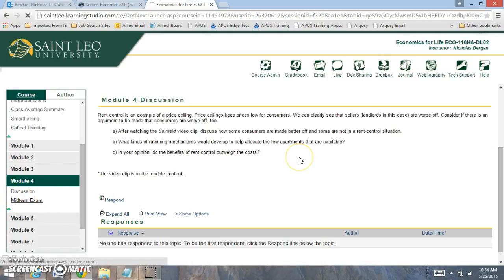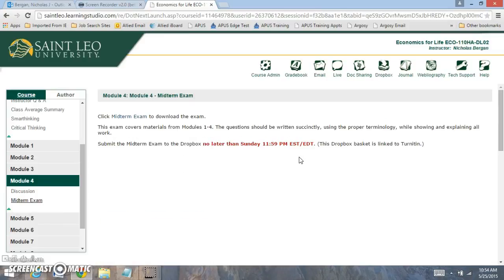You also have your midterm exam. With your midterm exam, you're going to be clicking right here to download the questions, and you want to make sure to focus on submitting them in APA formatting. If you click on doc sharing, I have an APA formatted template for you to utilize. Please make sure to utilize it and focus on your title page, reference page, and in-text citations.